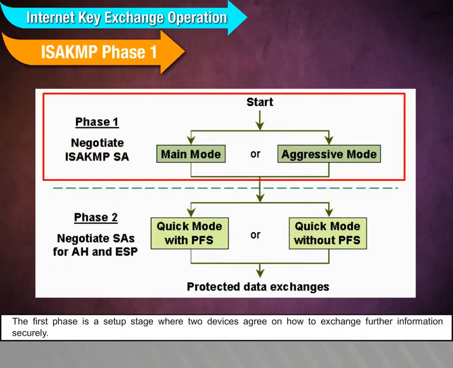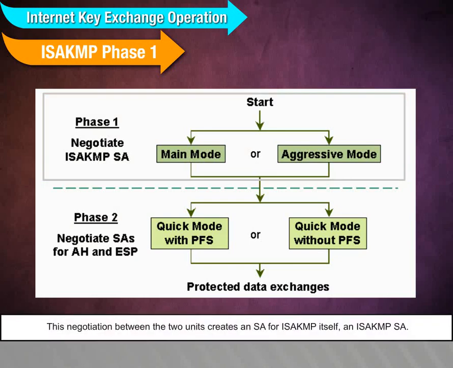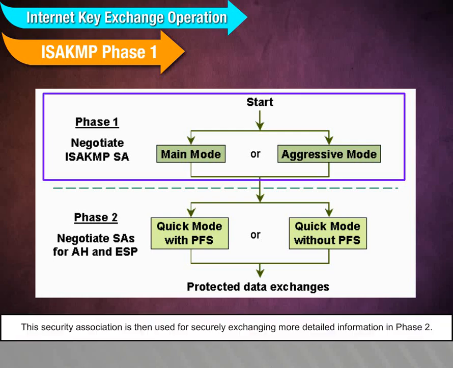ISA-KMP Phase 1. The first phase is a setup stage where two devices agree on how to exchange further information securely. This negotiation between the two units creates an SA for ISA-KMP itself, the ISA-KMP SA. The security association is then used for securely exchanging more detailed information in Phase 2.